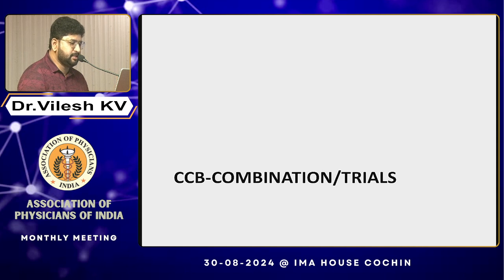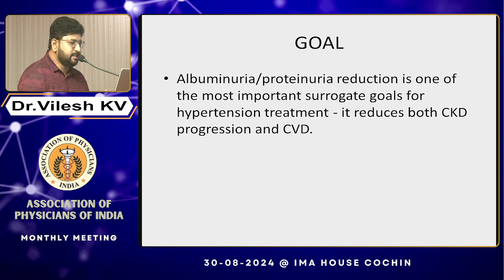With this, we want to know the combination concept, which was one of the options in our treatment, and whether that worked in the trials. So the goal is basically albuminuria and proteinuria reduction, which is one of the most important surrogate goals for hypertension treatment because it will definitely reduce the progression of CKD as well as improve cardiovascular disease.